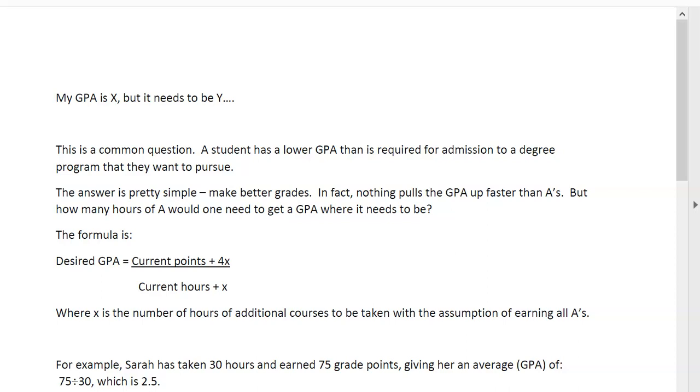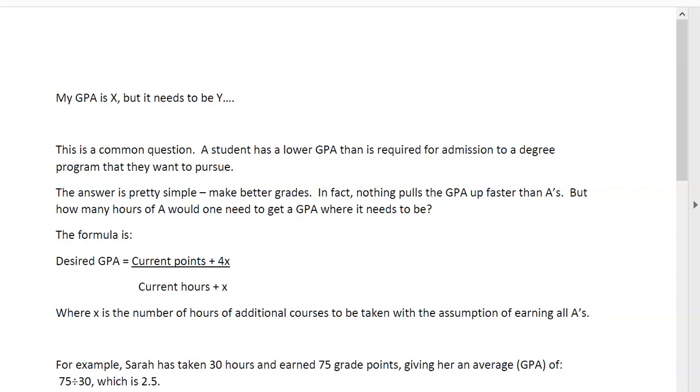And this happens all the time. I'm trying to get into the nursing program or this program at Bevill State or that program, and I have to have a certain GPA, and I don't. It's too low. So what do I need to do to pull it up? Well, the short, simple answer is you need to make A's, because A's will pull it up the fastest.